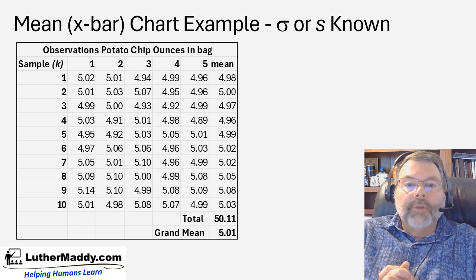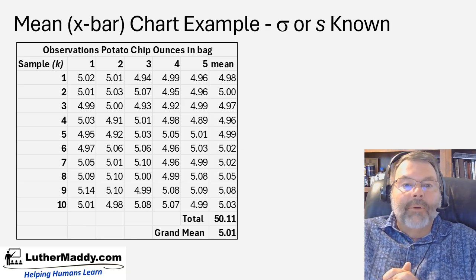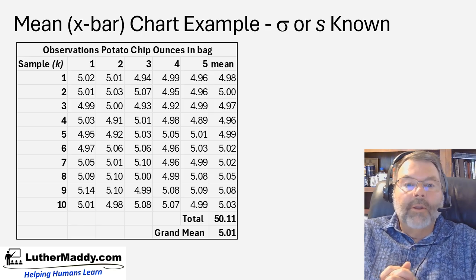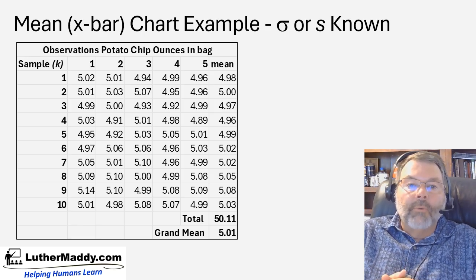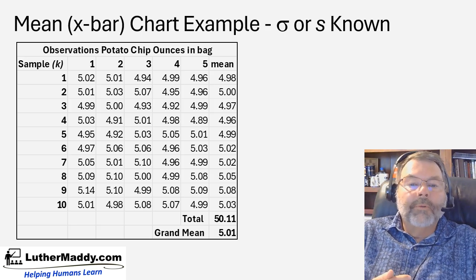So in this case, we have some observations of potato chip ounces. So we have taken a sample. We've actually taken 10 observations with 5 samples each. Maybe these are days, day 1, day 2, day 3, all the way through day 10. And so we've measured how many potato chips are in each bag. So on day 1, the first sample had 5.02 ounces. Day 2 was 5.01, then day 3, 4.94, and so on.